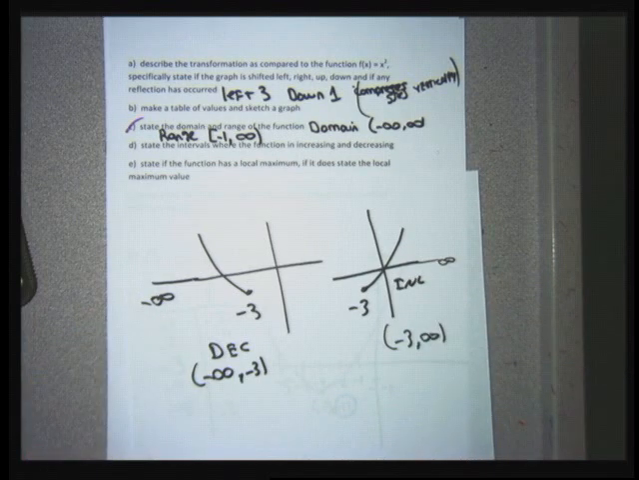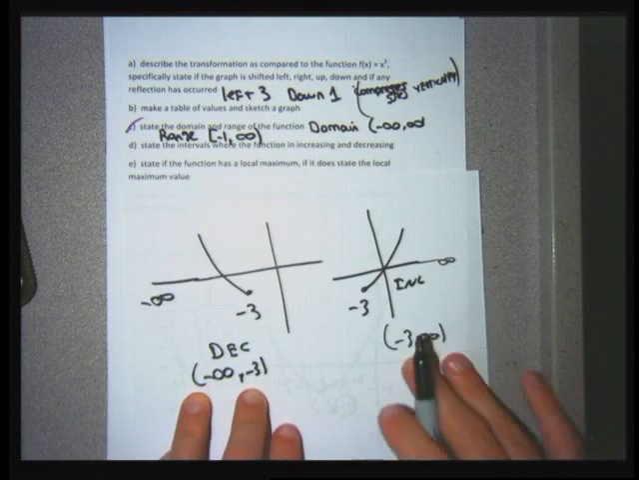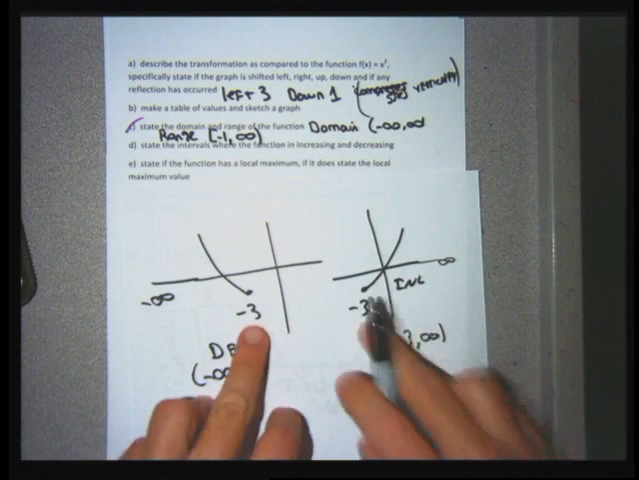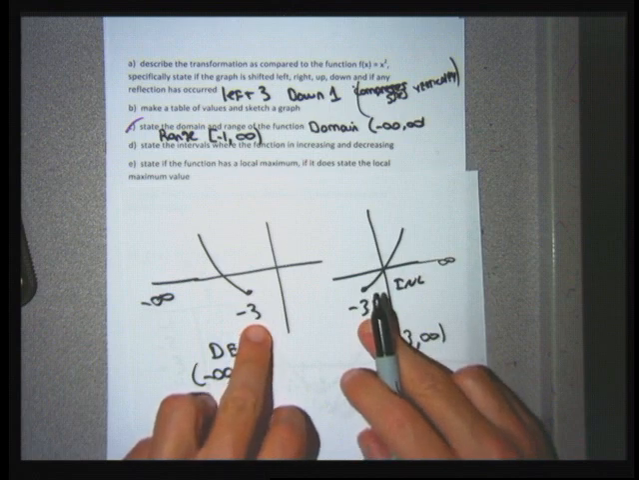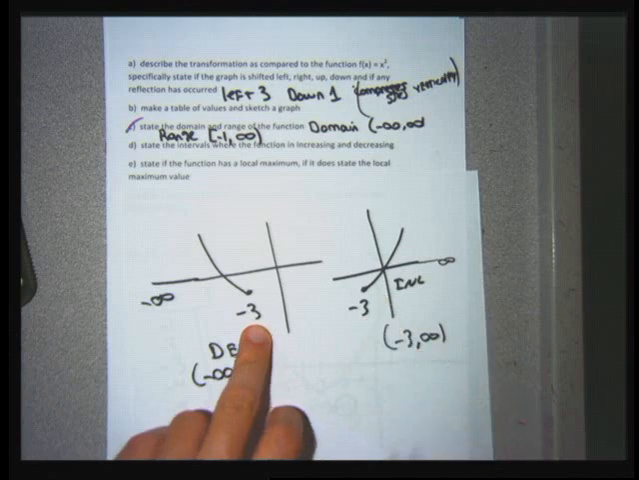So for the decreasing, I'm going to say it's decreasing from negative infinity to negative 3. The increasing, negative 3 to infinity. Always the increasing and decreasing on parabolas are going to include an infinity and the x-coordinate of my vertex.